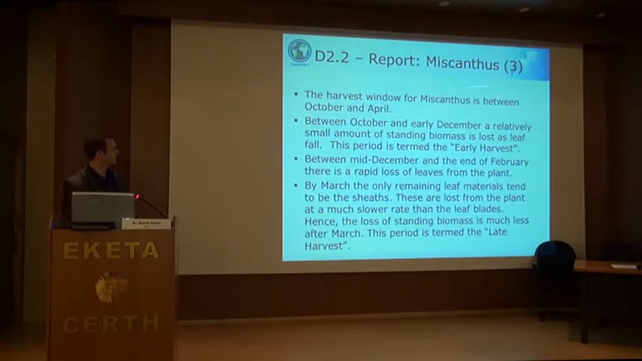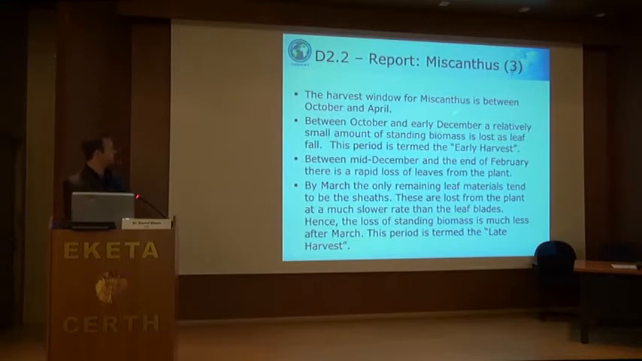Now, miscanthus can be harvested between October and April, so you have approximately a 6-month period for collecting the crop. And over that 6-month period, we sampled from 7 different sites each month a number of miscanthus plants, and we looked to see what is happening both in terms of the relative proportions of the different fractions of the plant, leaves versus stems, and also in terms of the composition of that plant. And what did we find?